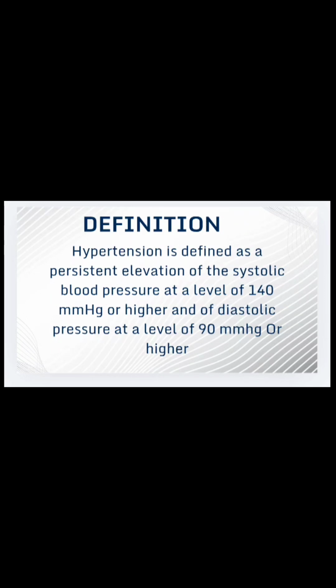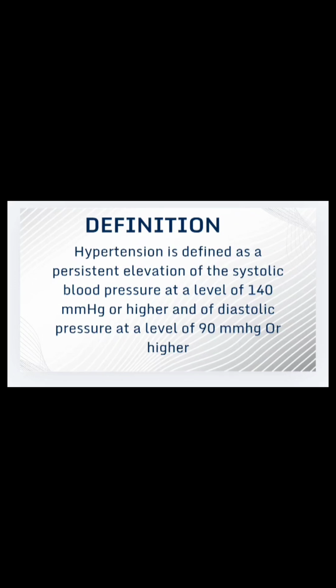Now coming to the definition of hypertension. Hypertension is defined as a persistent elevation of the systolic blood pressure at a level of 140 mmHg or higher, and of diastolic blood pressure at the level of 90 mmHg or higher, which simply means high blood pressure, where the upper number of the blood pressure, which is called systolic blood pressure, is 140 mmHg or more, and the bottom number, which we call diastolic blood pressure, is 90 mmHg or more for a long time.